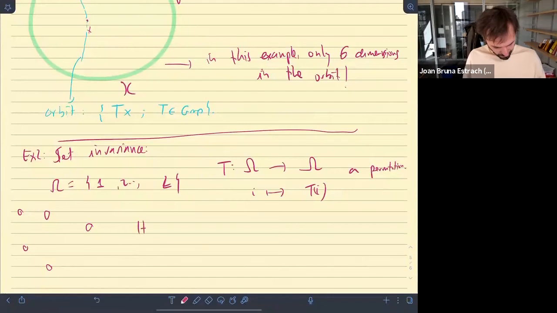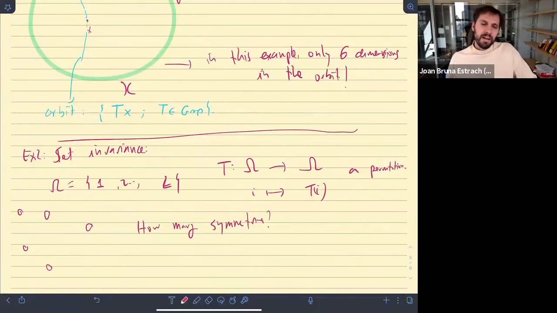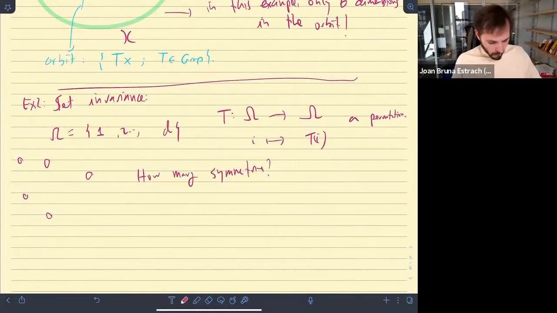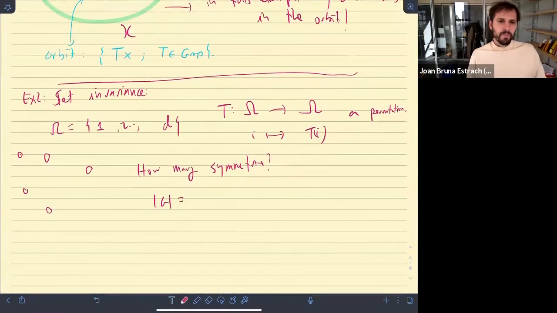So how many symmetries here? What is the size of the group? If the input here, the number of pixels, just to be consistent, would be D, how many permutations do I have? So G is the size of the permutation group. Yes, it's D factorial.